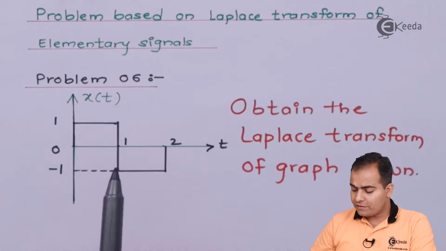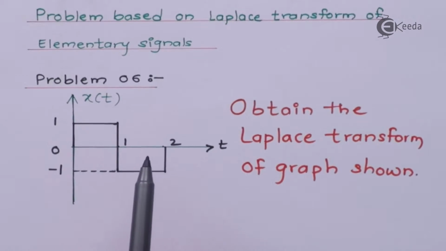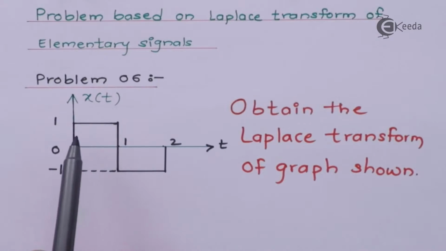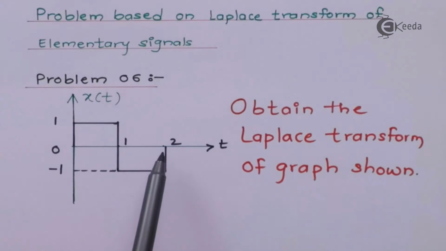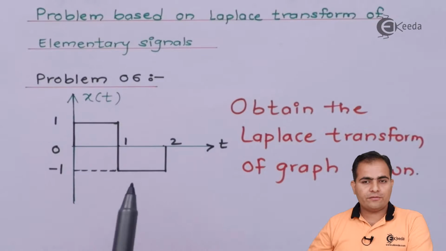Now, in this question, we have a simple square wave which is available between 0 to 2, and it changes its amplitude after some interval. Between 0 to 1, the amplitude is 1, but from 1 to 2, the amplitude of this wave is -1. And we have to find the Laplace transform of such types of waves.